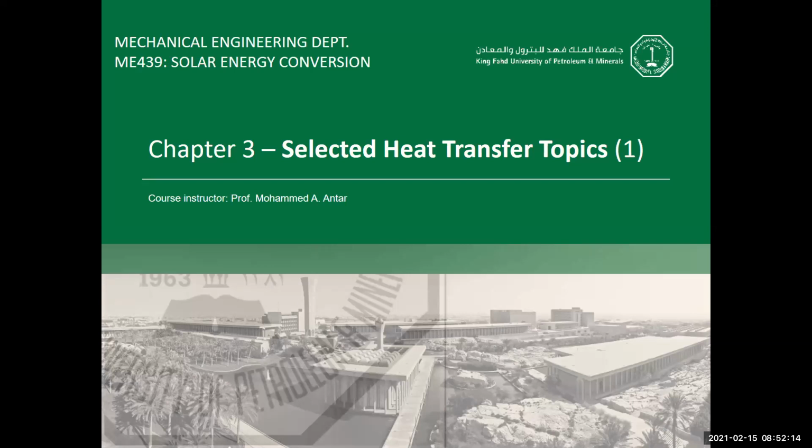So what we're starting to look at today are some selected heat transfer topics. By that, we are going to talk about a couple of modes of heat transfer. One of them is radiation. Radiation has been given only briefly in the heat transfer course. The heat transfer course, if you remember, is a heavy course where you covered conduction heat transfer and then convection heat transfer. And toward the end of the semester, you have a maximum of 6 classes to talk about radiation.